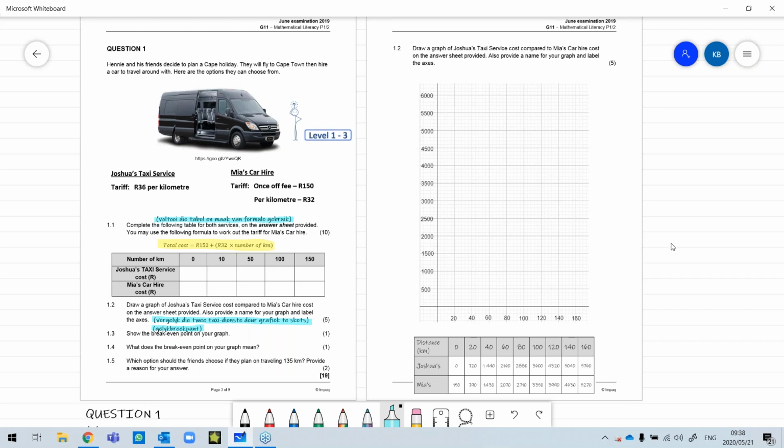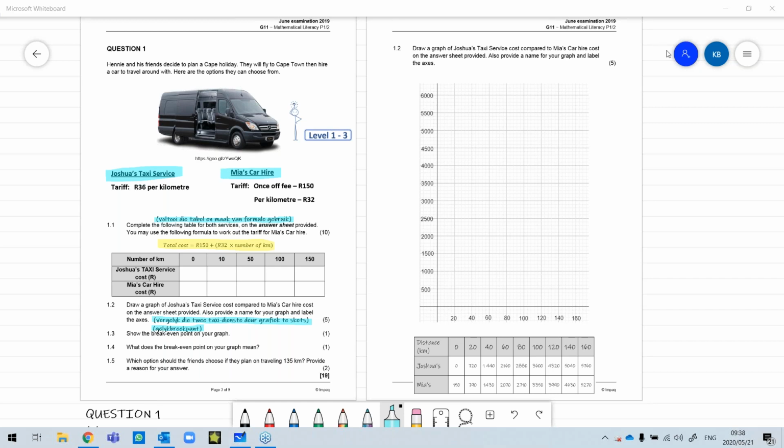Question one. Henny and his friends decide to plan a Cape holiday. They will fly to Cape Town, then hire a car to travel around with. Here are the options they can choose from. So over here is Joshua's taxi service, and over here is Mia's car hire service. Those are the two possible options for them.